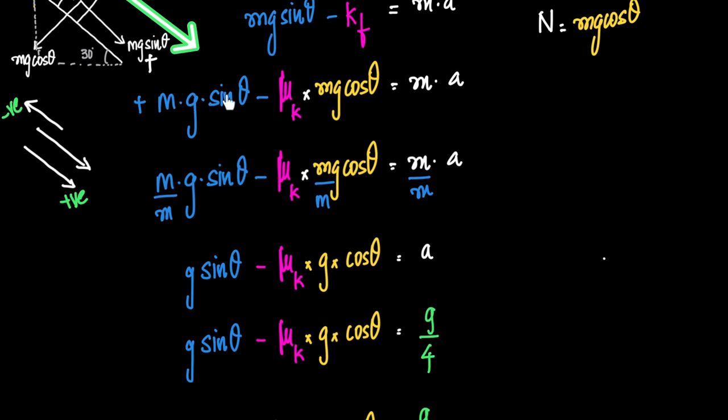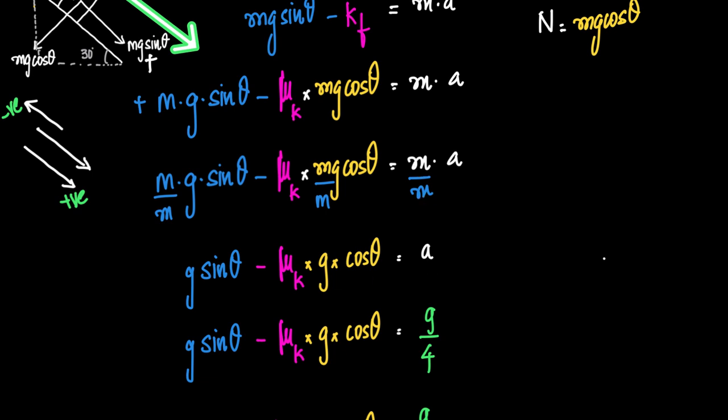So now I'll divide this entire equation by m. So we have m by m, mg by m, and ma by m. So m by m is 1. So what we get is g sin theta minus mu k g cos theta is equal to m by m, which is 1, is equal to a.